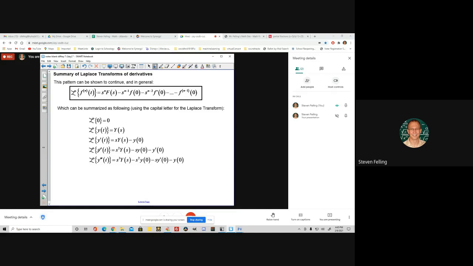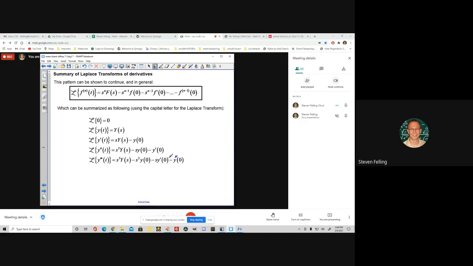The Laplace transform of the second derivative is s squared times Y, the Laplace transform, minus s times y of 0 minus y prime of 0. And just to continue the pattern, the Laplace transform of the third derivative of a function is s cubed times Y(s) minus s squared times y(0) minus s times y prime(0) minus y double prime(0). That last term actually should be a y double prime. Mistake in the notes there.